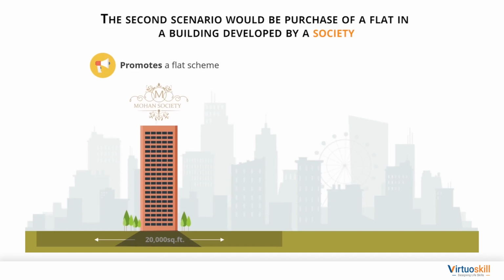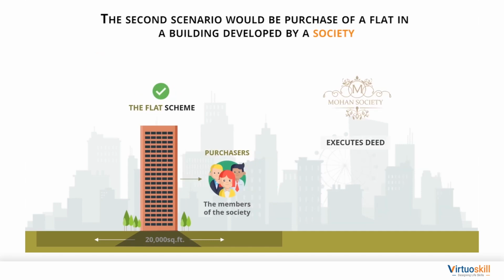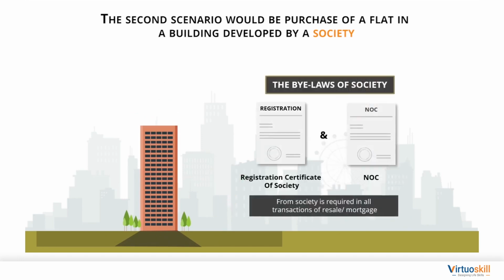Let us see an example. Society acquires a plot measuring 20,000 square feet and promotes a flat scheme on the plot having 20 flats. The purchasers of the flats become the members of the society. The society allots the flats to the members and issues allotment letter and share certificate to the members. On completion of the flat scheme, the society executes the deed of allotment or sale deed for the flat. In such cases, bylaws of the society, registration certificate of the society, and NOC from the society is again required in all types of transactions of purchase, resale, or mortgage.